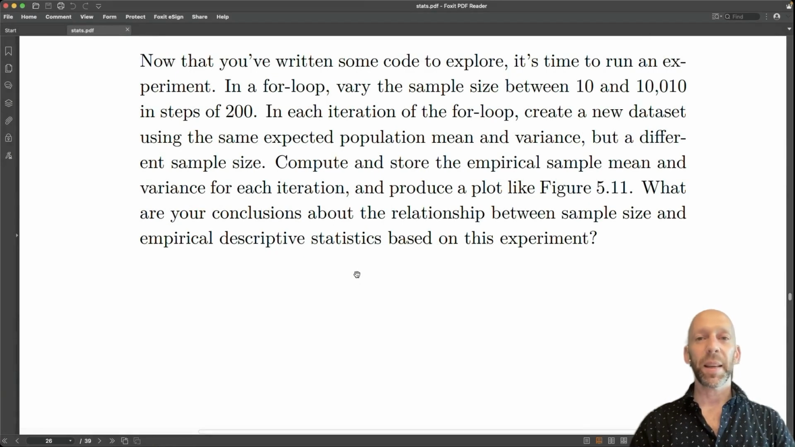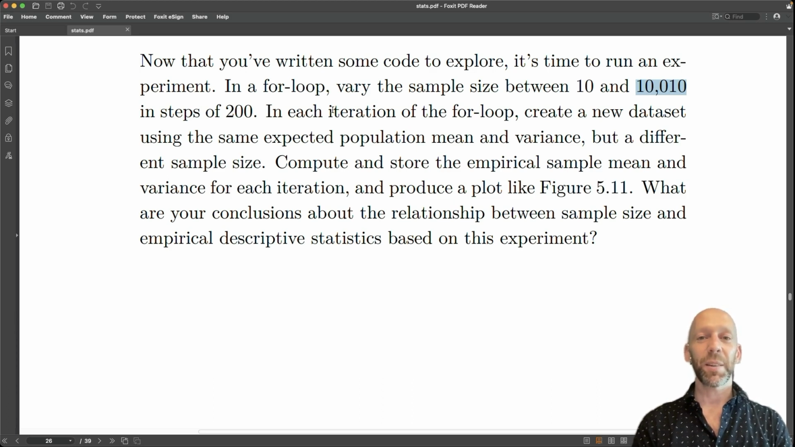Now for the next part of this exercise, which is an experiment. We are going to set up a for loop where we vary the sample size between 10 and basically 10,000 in steps of 200. I went up to 10,010 because if I just wrote up to 10,000 in steps of 200, then we would actually end up below 10,000, which is also fine. There's nothing special about the number 10,000.